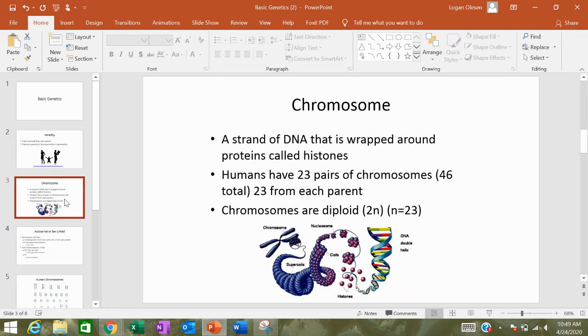Now, the term chromosome should not be a brand new term to you, because we've talked about this with DNA replication and with mitosis. It is a strand of DNA that is wrapped around a protein called a histone. Don't get super caught up with that. Realistically, what it's saying is that DNA is that big scrambled-up spaghetti mess, and we can wrap it around something like a histone to make it more organized.